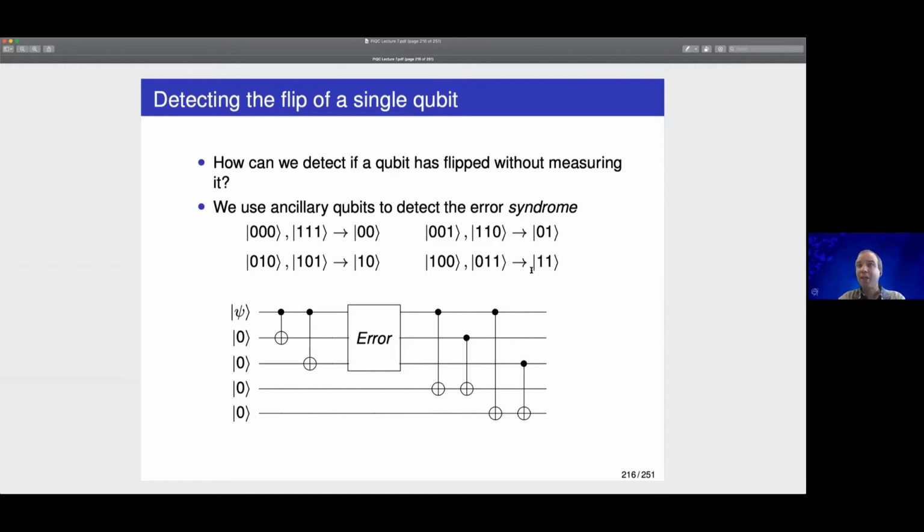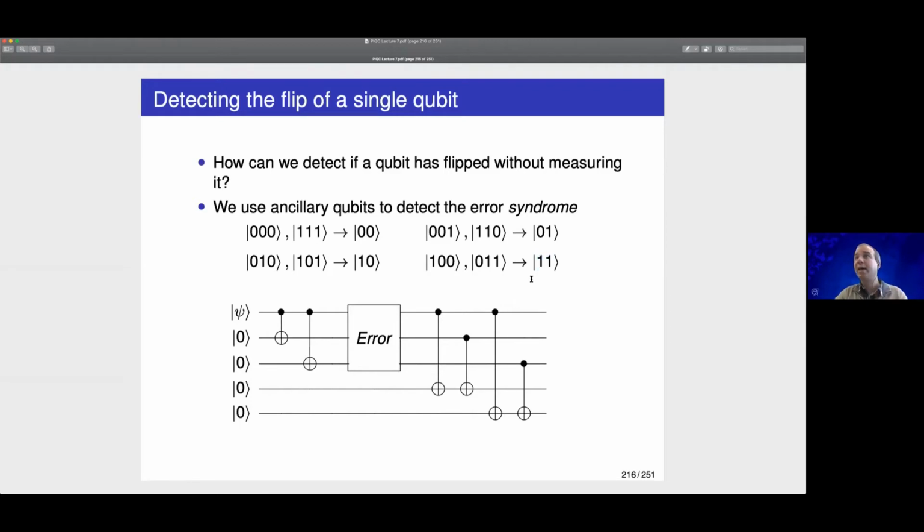Okay, so now, provided that only 1 qubit has been flipped, by measuring this information, we know which is the bit that is different, okay? If we obtain 0, 0, nothing has changed. And if we obtain 0, 1, we know that the third qubit is the one that is incorrect. If we obtain 1, 0, we know that the second one is incorrect. If we obtain 1, 1, we know that the first one is incorrect.